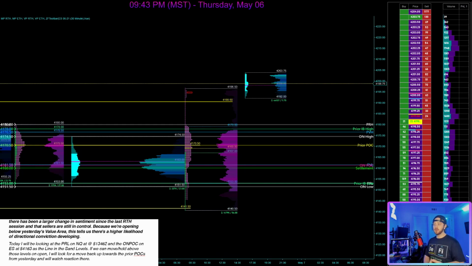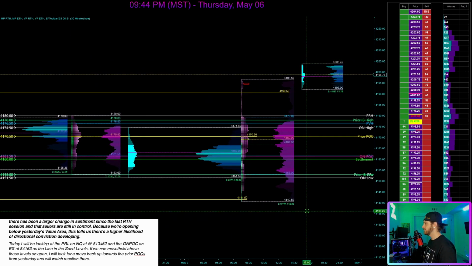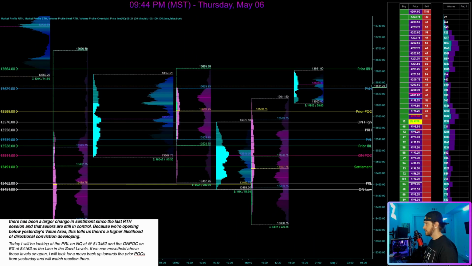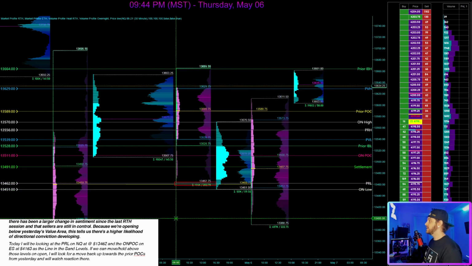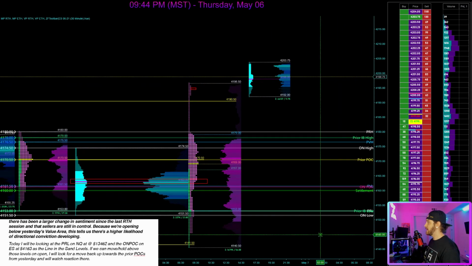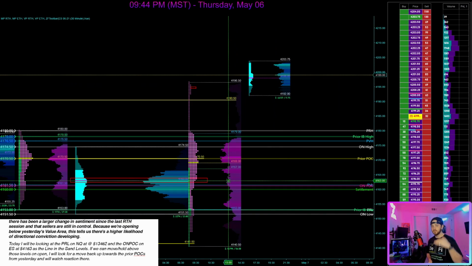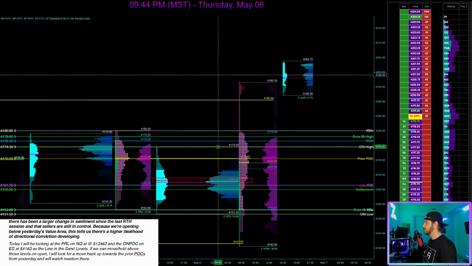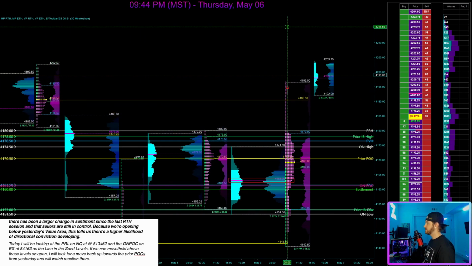Just to reiterate, I was looking at 13,462, the prior range low on NQ, and at 4163, the overnight point of control on ES, as those line in the sand levels. To make this abundantly clear, here is the line in the sand for ES, and here is the line in the sand for NQ, the prior range low. We did indeed move and hold above that 4163 level, but it took at least an hour plus to gain that momentum.